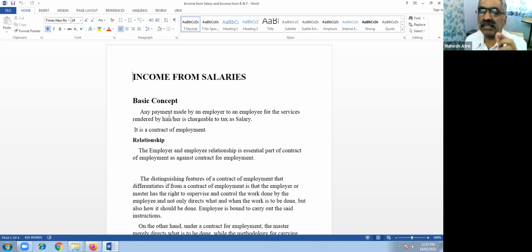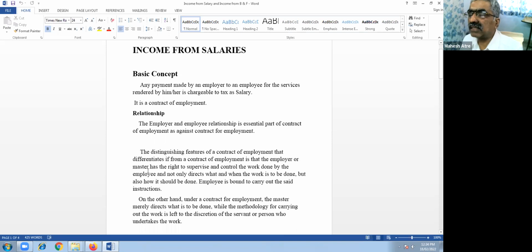When we pay the amount to administrative staff or office employees, we call it salary. When the employer pays the amount to the workers, we use the word wages or labor charges. But whether you call it remuneration, salary, wages, or labor charges, the relationship is important. If the relationship is of employer and employee, then we as consultants are going to include that amount in the income from salary only, whether it is remuneration, salary, or labor charges, whatever it may be.